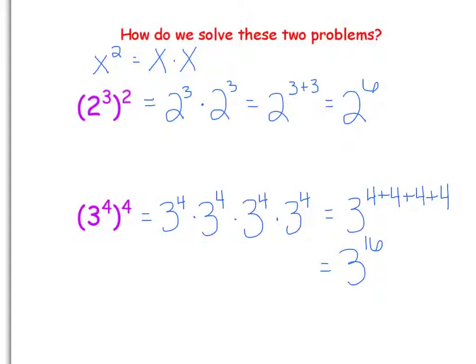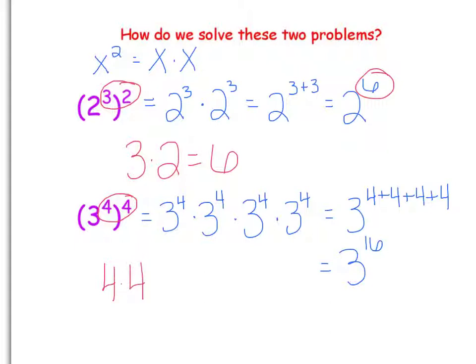All right, hopefully somebody noticed that when I have this, if I multiply 3 times 2, I can get my exponent of 6. Or when I multiply 4 times 4, I can get my exponent of 16. This is going to lead us into our final law of exponents, which is the power of a power law.